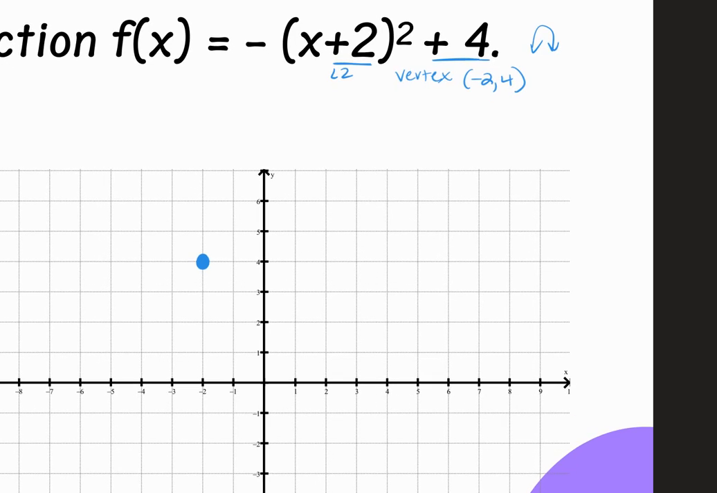That also means I can determine my axis of symmetry. So I'm going to do AOS for axis of symmetry. And it is an equation. It is x equals my h value, which in this case is negative 2. So I have an axis of symmetry running through my vertex.